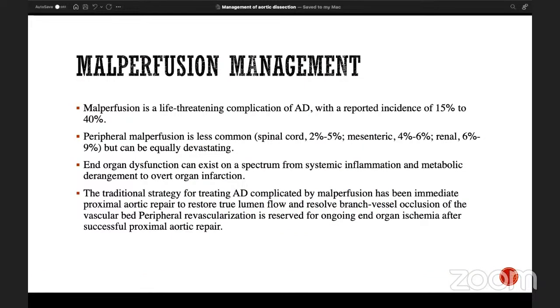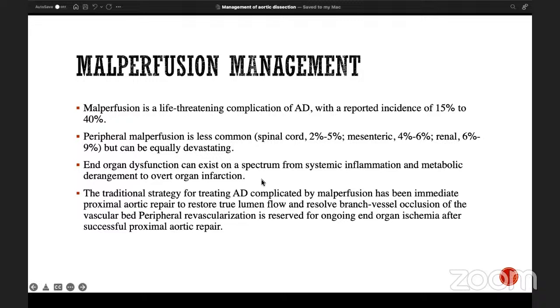One of the common complications usually faced with this group of patients is malperfusion, and management of malperfusion is very essential to keep in mind while you're managing your patient. It's usually a life-threatening complication with a reported incidence of about 15 to 40%. Peripheral malperfusion is less common. Spinal cord malperfusion is reported around 2 to 5%, mesenteric 4 to 6%, and renal malperfusion around 9%. But if it occurs, it's usually lethal.